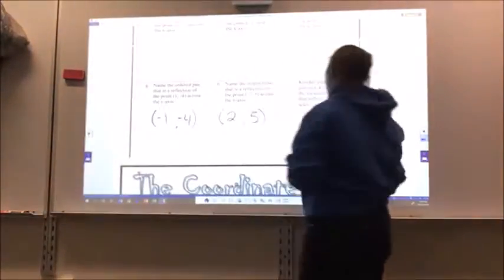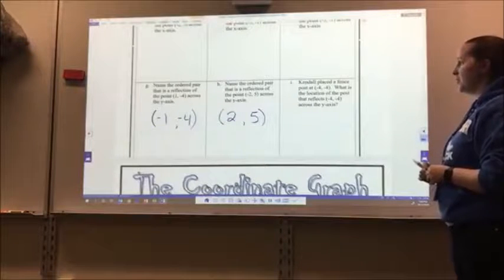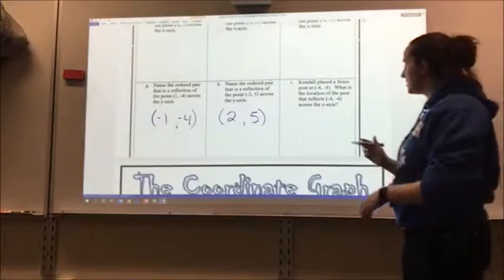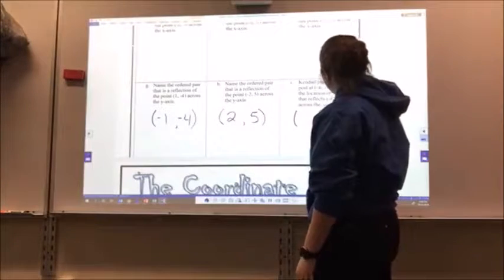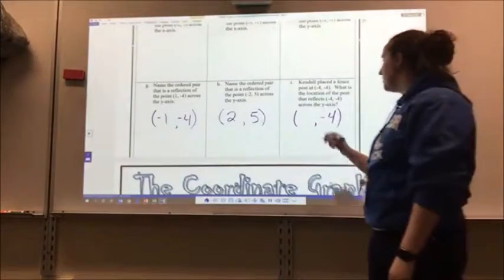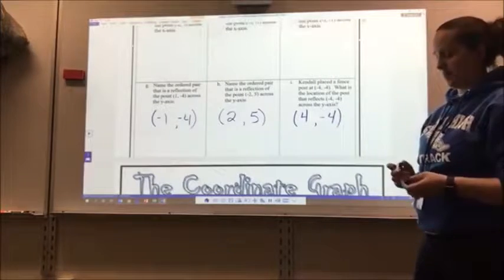For I, Kendall placed a fence post at -4, -4. What is the location of the post that reflects -4, -4 across the y-axis? So again, my y value stays the same, but it flips in my x value, so it's 4, -4.